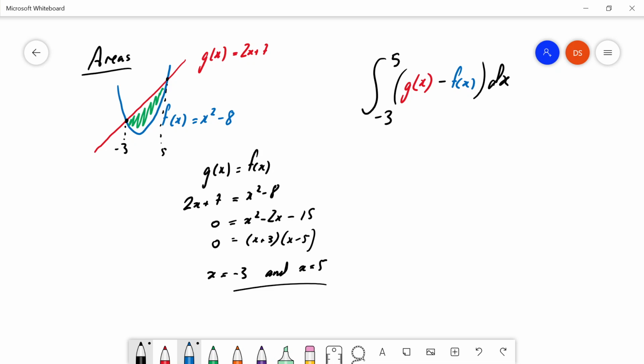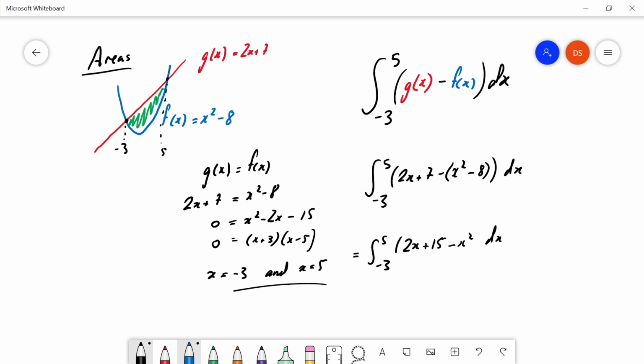I'm going to show you a visualization for this really soon, but let's try this out. So, the integral from negative 3 to 5 of 2x plus 7 minus (x squared minus 8), making sure I use brackets. If I simplify, I get the integral from negative 3 to 5 of 2x plus 15 minus x squared, dx.